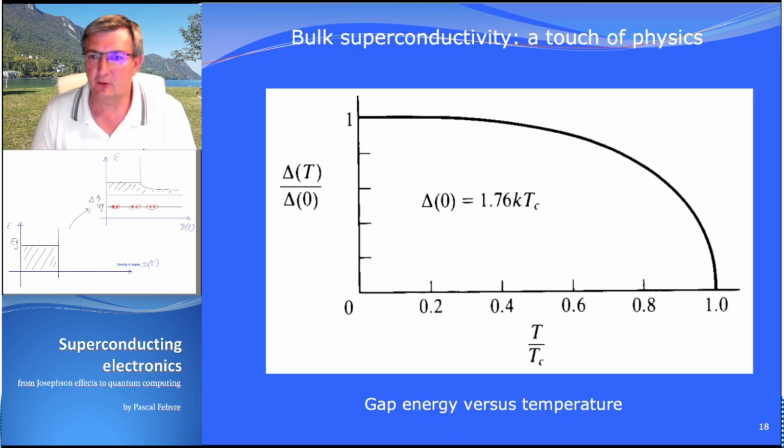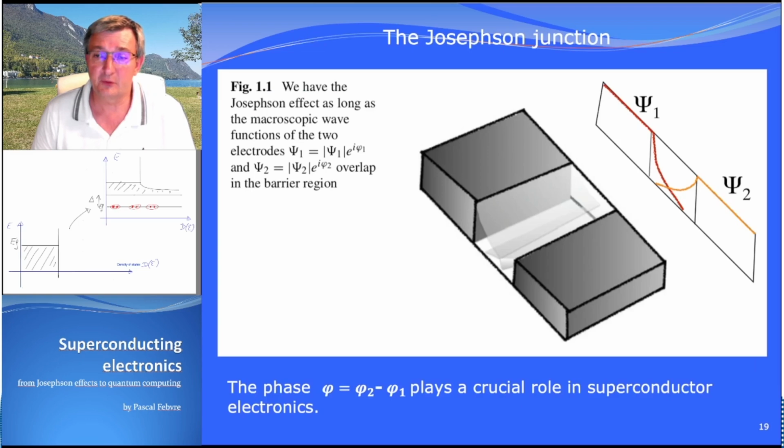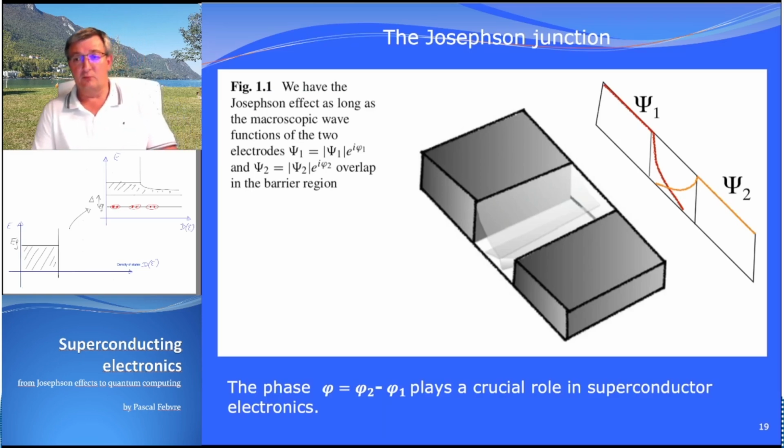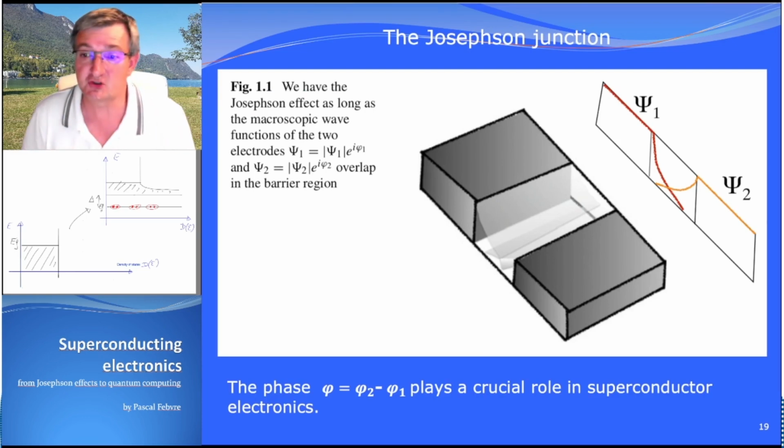Okay, so now that I just gave a few hints about superconductivity in general, bulk superconductivity, we are going to go to the devices now, to electronics, to electricity. And the most important device, as I already mentioned, that has been proposed after the work of Brian Josephson, is the Josephson junction. It's a very simple device, finally.